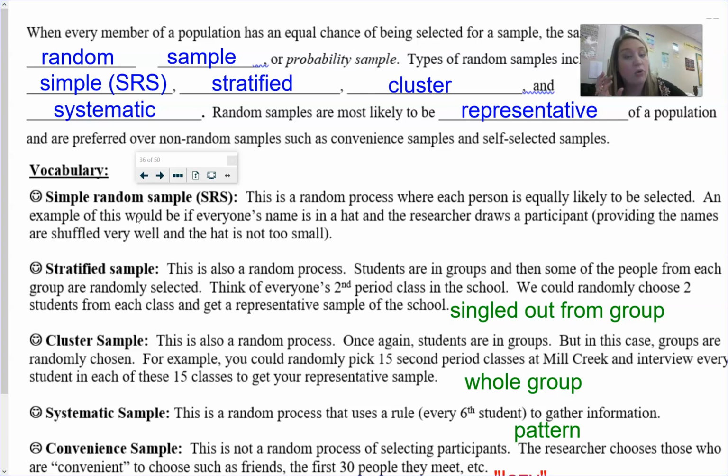Cluster is if I pick a whole group. So we are in groups, but now I'm going to randomly pick 15 different second period classes to survey. Okay, that is a cluster sample. The whole group gets picked. Systematic is a random process that uses some kind of a rule or some kind of system. So like every 6th person to gather information. The multiple choice one we just did, he was doing every 30th chocolate chip cookie. That was a systematic way. There was a pattern or a rule that he was following.